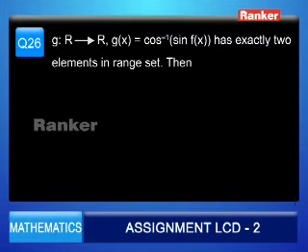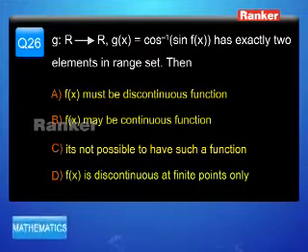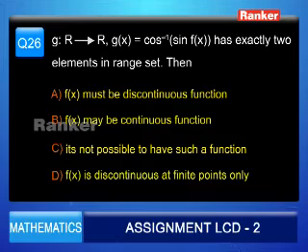Next question. g maps R to R, g of x is equal to cos inverse of sine of f of x, and has exactly 2 elements in its range set. Then option A, f of x must be a discontinuous function. Option B, f of x may be a continuous function. Option C, it's not possible to have such a function. Option D, f of x is discontinuous at finite points only.